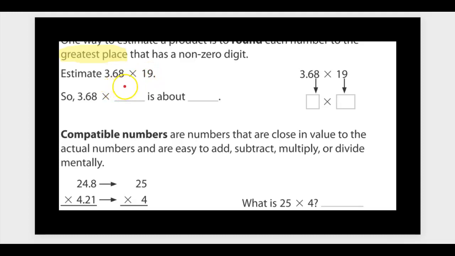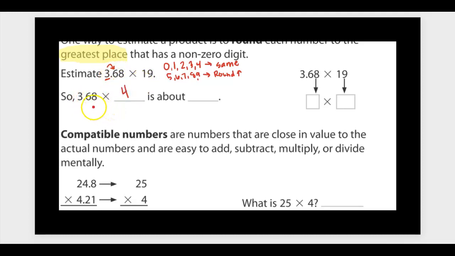So if we estimate 3.68 times 19, and we were to round, I'm going to look at this whole number right here, 3. This 6 tells me that that 3 is going to round up. And I know that because 0, 1, 2, 3, and 4 tell me to stay the same. 5, 6, 7, 8, or 9 tell me to round up. So that 6 makes that 3 go to a 4.